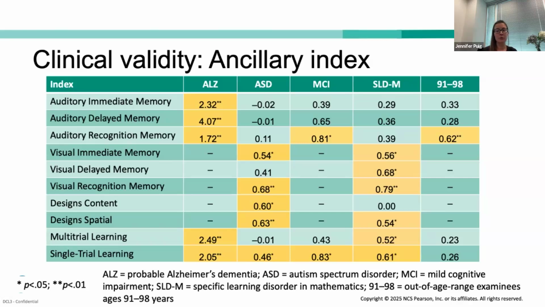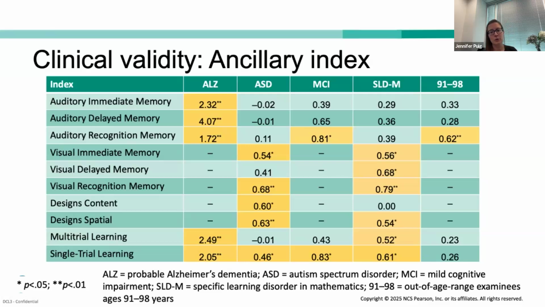For the MCI group, the single trial learning index results indicate that the MCI group did not retain as much information after initial presentation as the matched control group, and this contrasts with the non-significant difference between the MCI and matched control group for the multi-trial learning index. Both the MCI and ages 91 to 98 years old group demonstrated lower performance on the auditory recognition memory index than matched controls. The scores for the recognition condition do not contribute to the primary index scores. So this is one instance where the ancillary index provides additional information that's not addressed at all by the primary index scores.